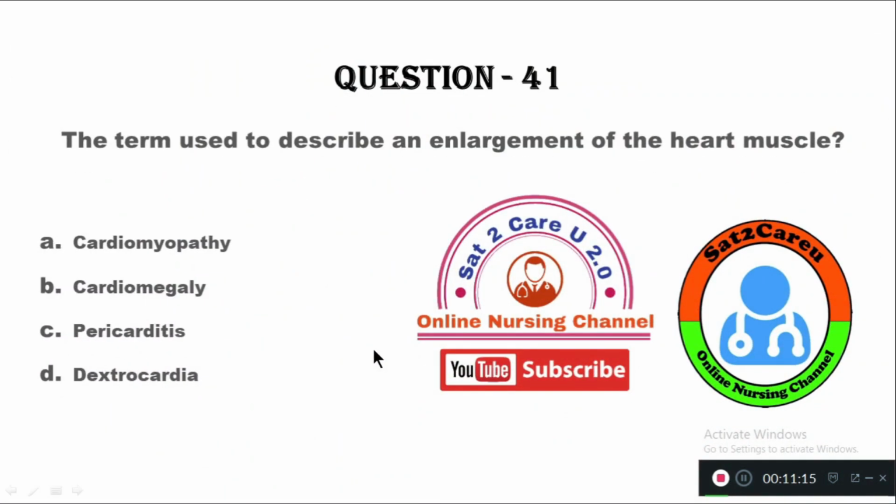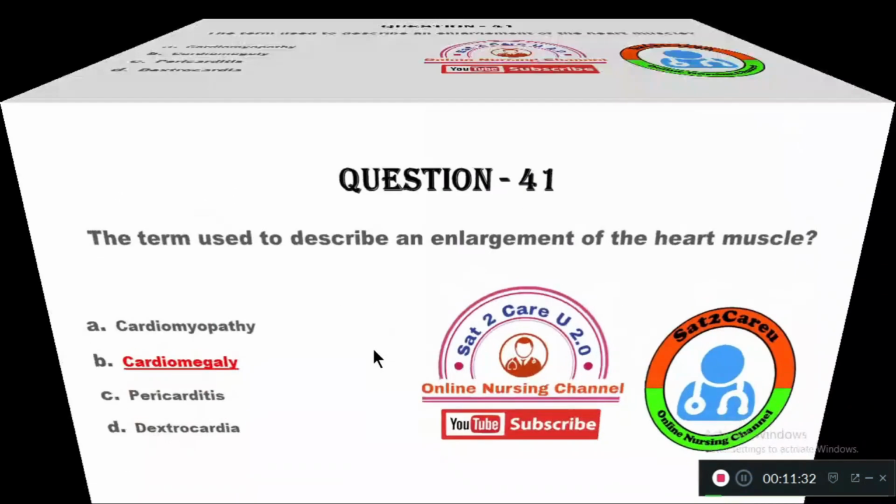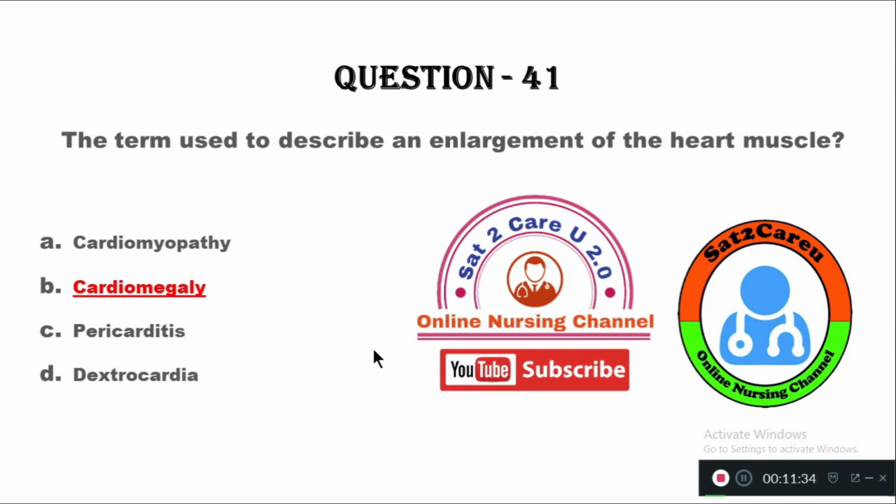Question number 41. The term used to describe the enlargement of the heart muscle is known as: option A, cardiomyopathy; option B, cardiomegaly; option C, pericarditis; option D, dextrocardia. The right answer, enlargement of heart muscle, is cardiomegaly.